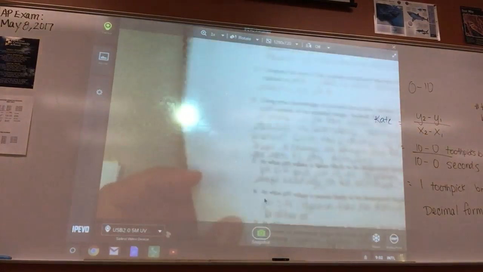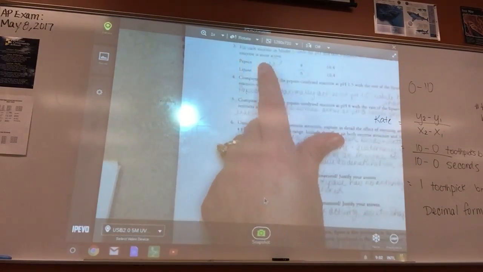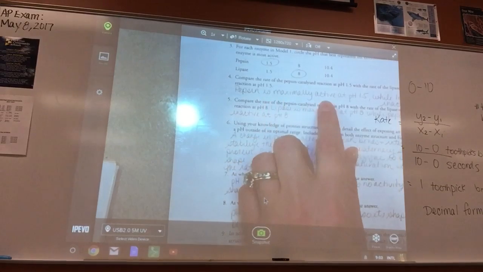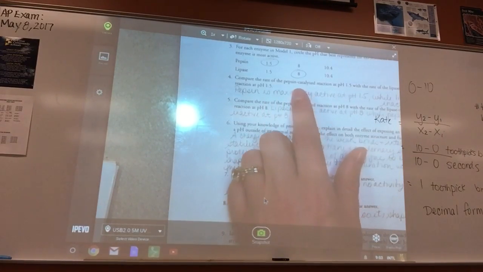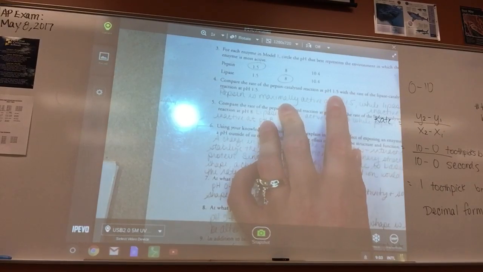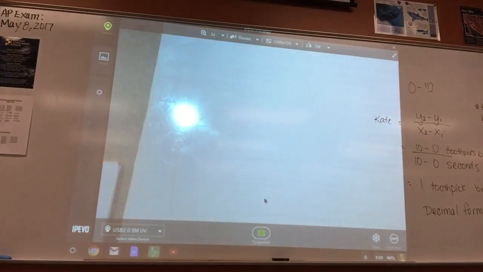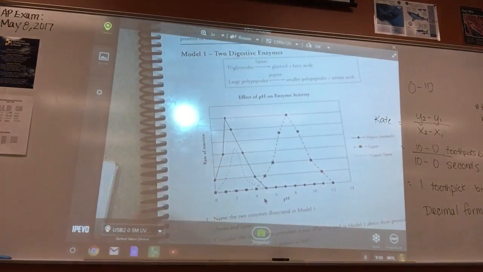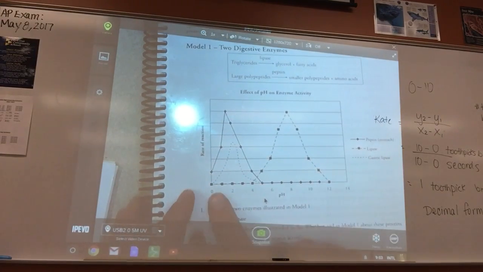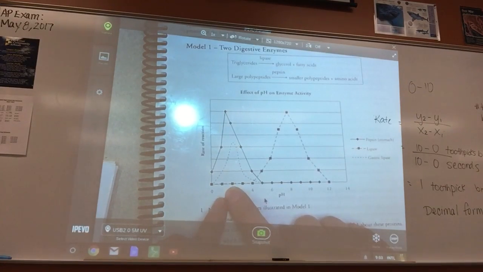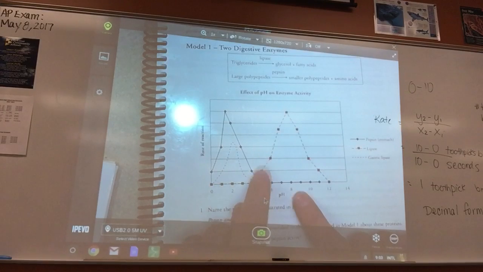All right, so then when we look over to the next page, you should have pepsin most active at 1.5, lipase at 8. Then it asks you for 4 and 5 to compare pepsin at the rate of reaction at 1.5 with lipase at 1.5. Let me just put this up here so we see it. Here is pepsin and here is lipase. So at 1.5, pepsin is very active, and at 1.5, when we look at lipase, it goes down to 0 at pH of 4. So anything less than a pH of 4, there's no rate of reaction.